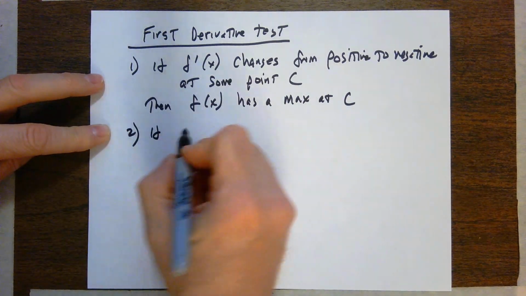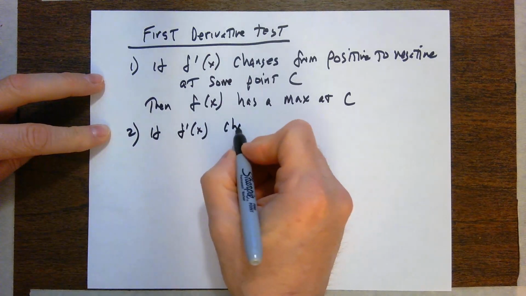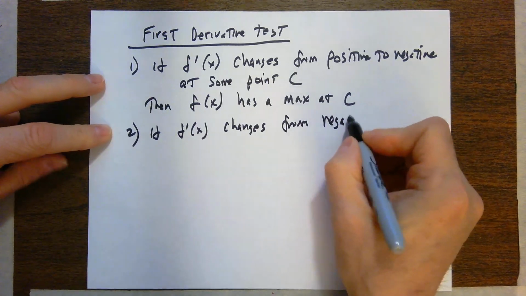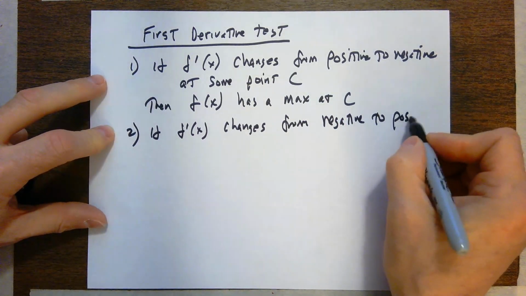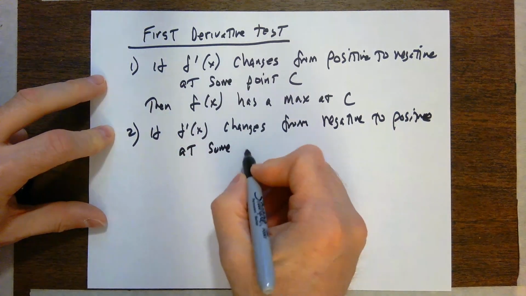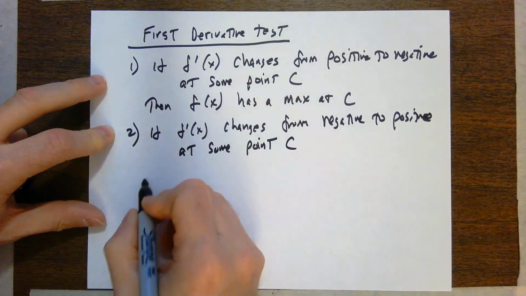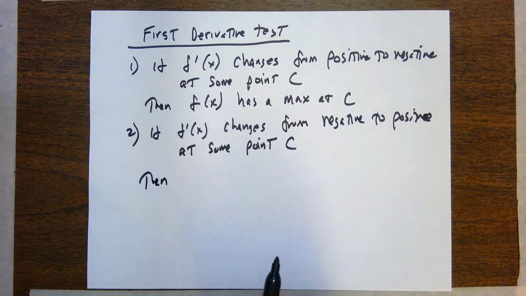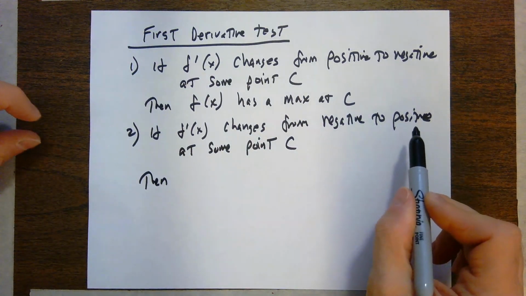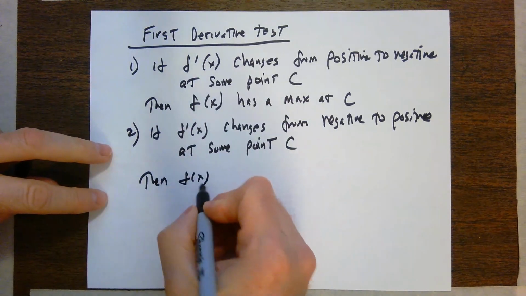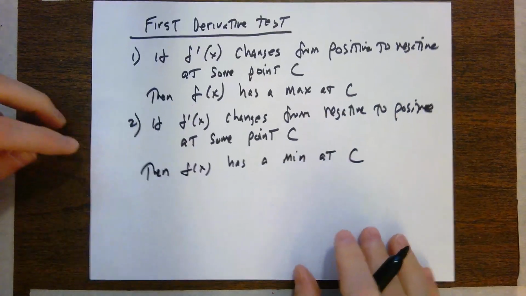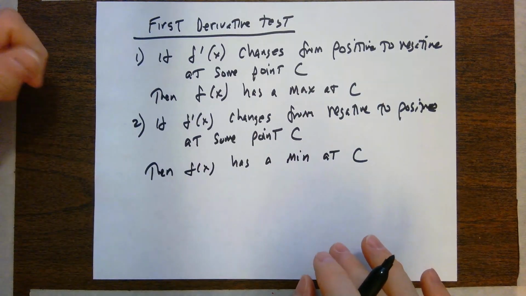Similarly, if the first derivative is changing from negative to positive at some point C, then, well, what's happening here? If it's changing from negative to positive, then f of x has a minimum at C.